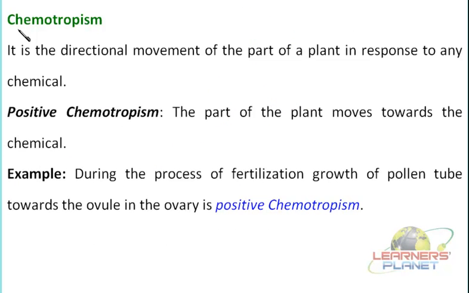Now the next type is chemotropism. Chemo, as the name itself suggests, is the case where the stimulus is some chemical, right? So chemotropism is a directional movement of a part of a plant in response to any chemical. Now of course, if the part of the plant is going towards the chemical, then it would be known as positive chemotropism. Whereas if it goes away from the chemical, it is known as negative chemotropism.